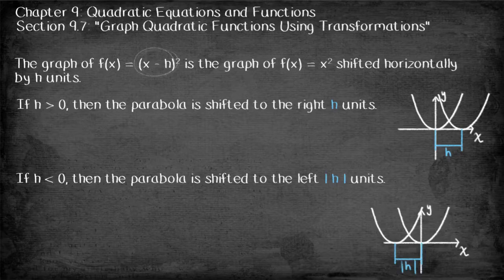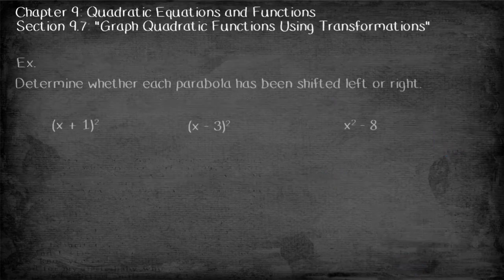So this is kind of opposite from the vertical, but it's explainable in that the transformed graph has to go left h units in the case of h being positive, or the transformed graph has to go to the right absolute value of h units to get back to the original. So here we want to just make the call whether or not each parabola has been shifted to the left or to the right.